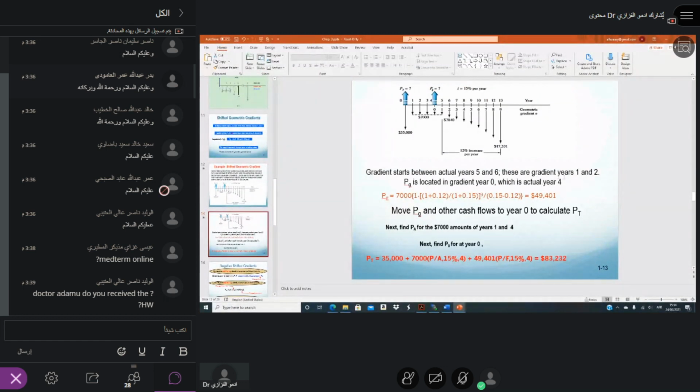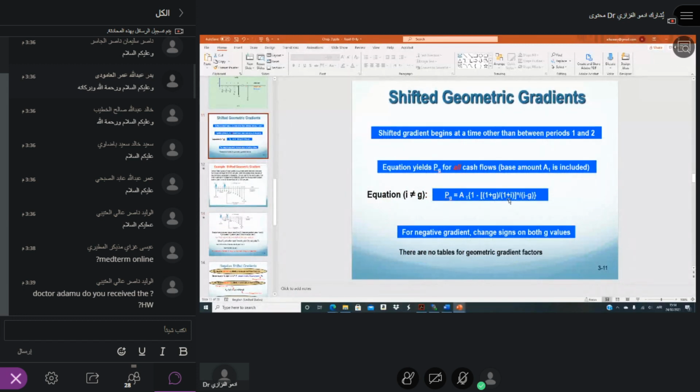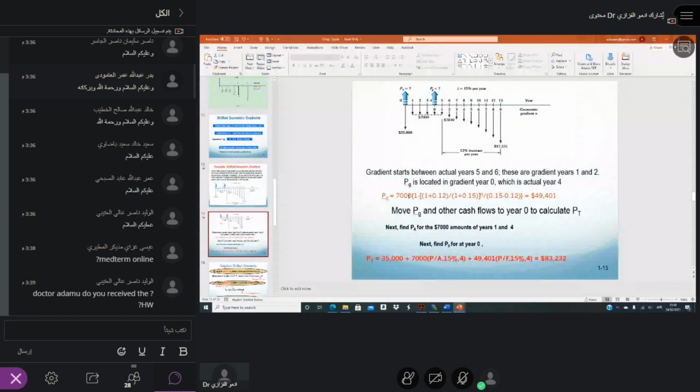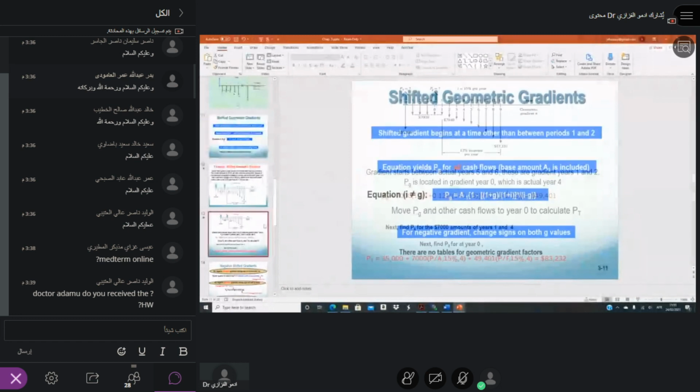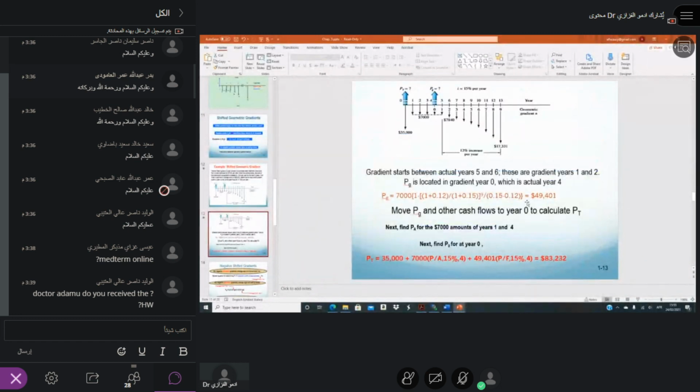So now you have this here. We said you plug in this formula to calculate PG. You use this formula to calculate PG. The 7,000, which is the amount, using that formula, PG is equal to the amount times 1 minus (1 plus g) to the power n over (1 plus i) to the power n, divided by i minus g, with the number of years, and so on and so forth. So that is how you do it, 9 years, and then you calculate PG to be $49,000. Now move PG and other cash flows to year zero to calculate PT.